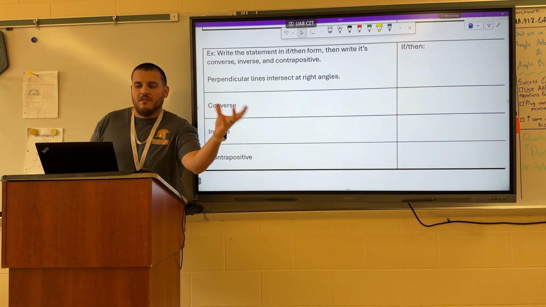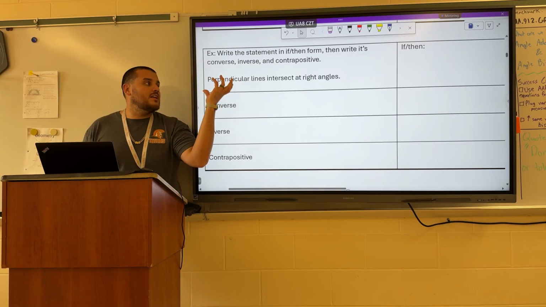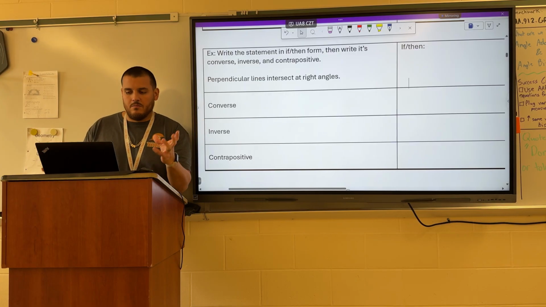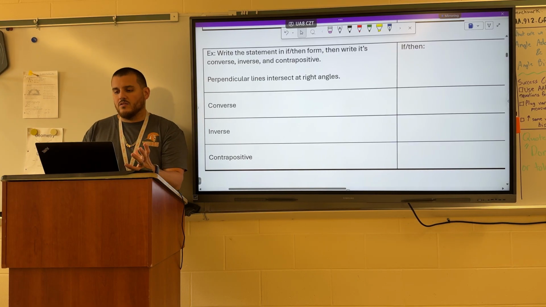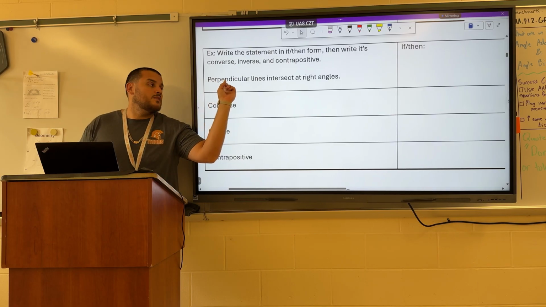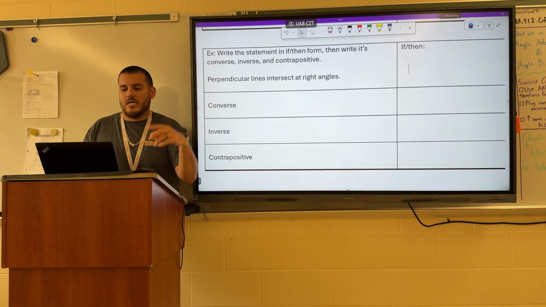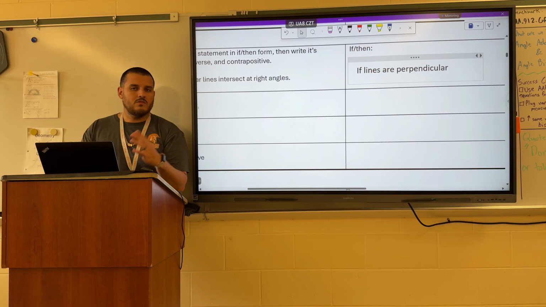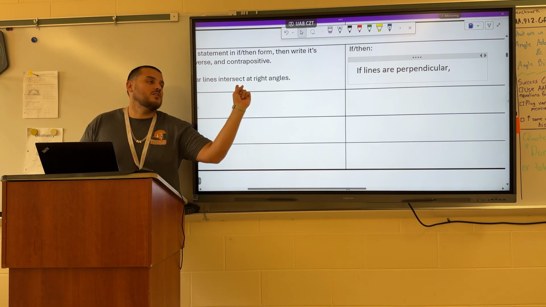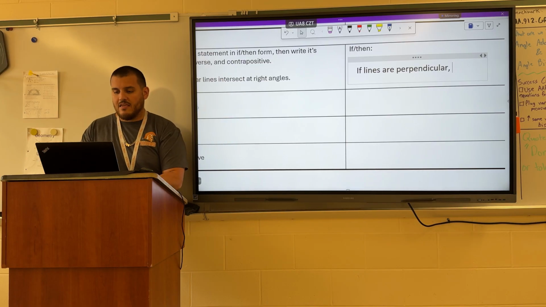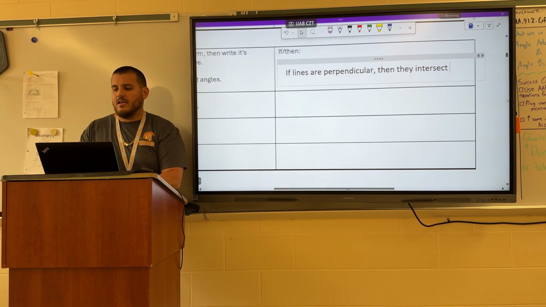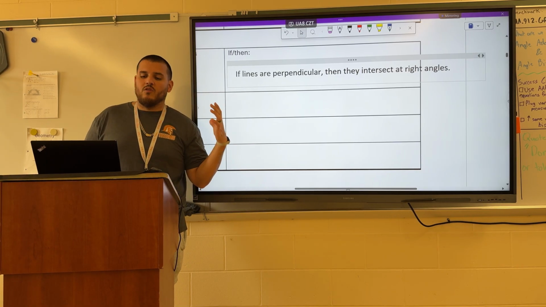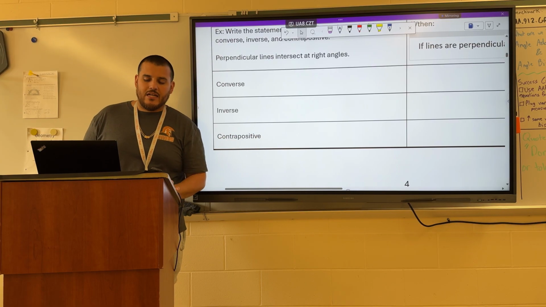So remember, if-then, if hypothesis, then conclusion. If we're not already in if-then form, and we need to write that conditionally, remember that the subject of your statement can be your hypothesis, that part that follows the if. So for this, the subject of the statement is the perpendicular lines. So I could say, if lines are perpendicular, my hypothesis, then the detail is our conclusion. Well, they intersect at right angles. So I could say, then they intersect at right angles. Now that we have a conditional statement in if-then form, we can come up with our converse, inverse, and contrapositive, right?